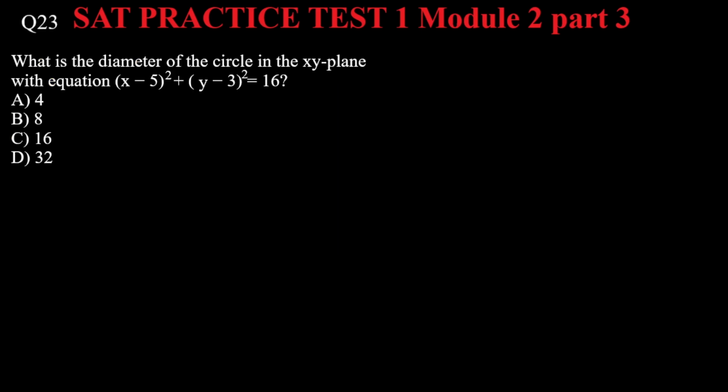What is the diameter of a circle in the xy plane with the equation (x minus 5) squared plus (y minus 3) squared equals 16? Well, regardless of where the center of the circle is, the basic equation of a circle is x squared plus y squared equals r squared. If I take the square root of both sides, the square root of 16 gives me 4, so the diameter is 8. Correct choice is B.